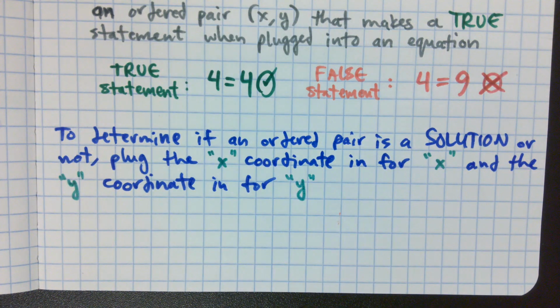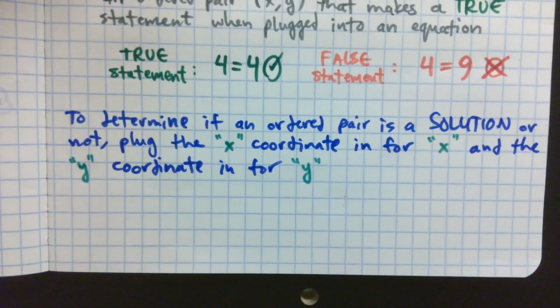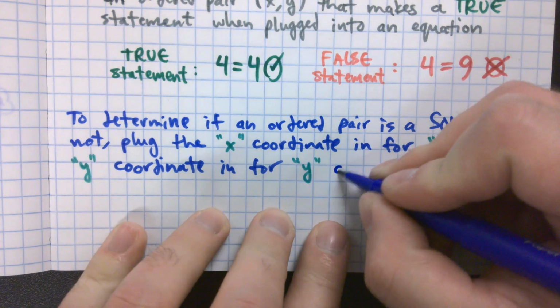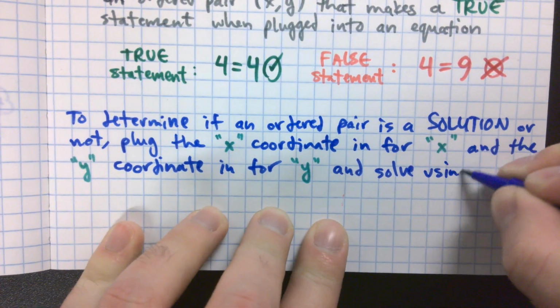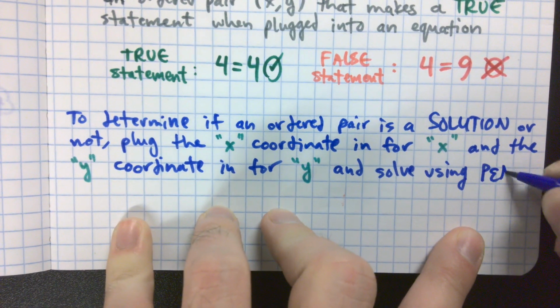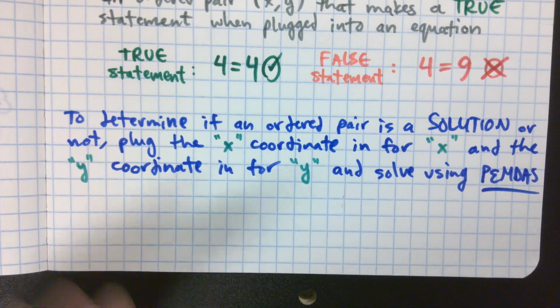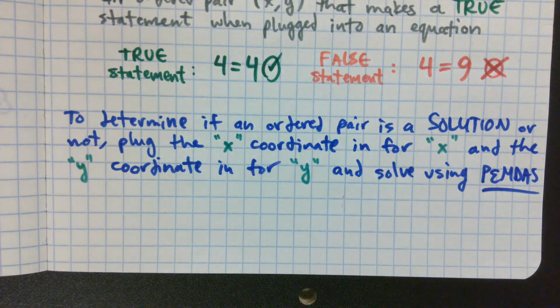Pretty easy to tell whether an ordered pair is a solution or not. All you have to do is plug the x coordinate in for x, the y coordinate in for y, and solve using our good old friend from elementary school, PEMDAS, just like we did in our warm-up. That's why it was a warm-up.